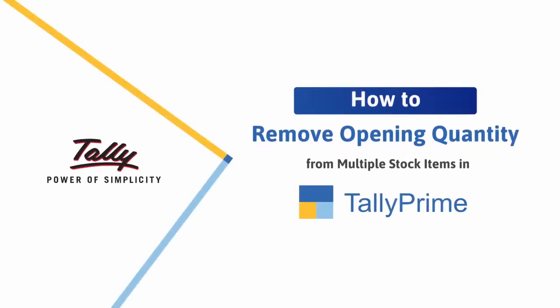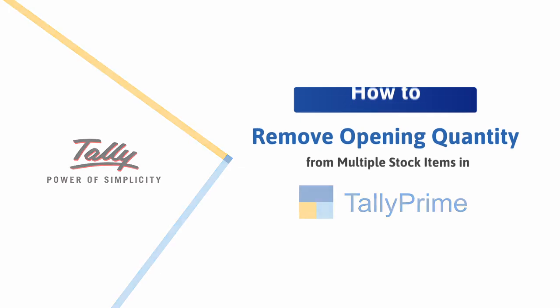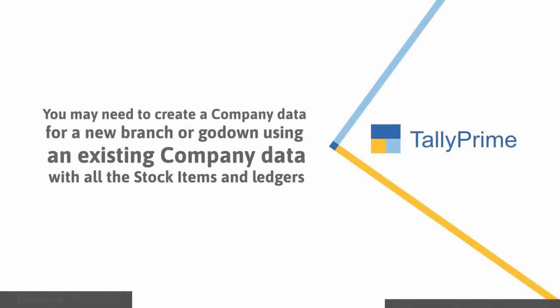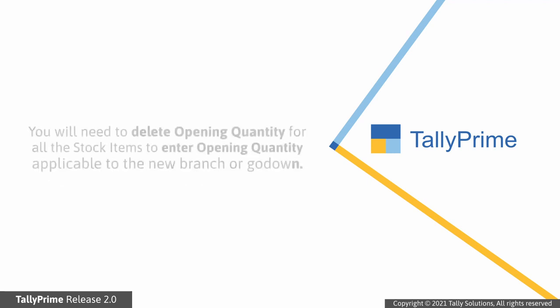In this video, you will learn how to remove opening quantity from multiple stock items in Tally Prime. There may be a scenario in which you will need to create a company data for a new branch or godown. However, you already have a company data with all the stock items and ledgers relevant to the new branch or godown. In such cases, all you would need to do is delete opening quantity for all the stock items so that you can then enter opening quantity applicable to the new branch or godown.